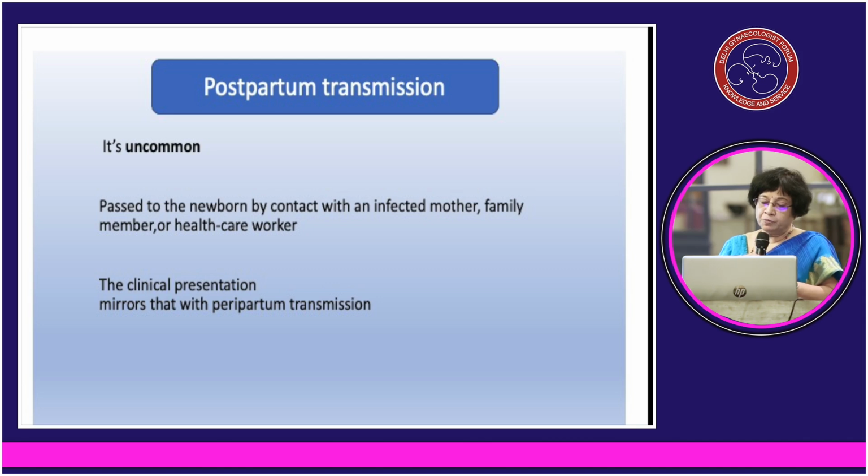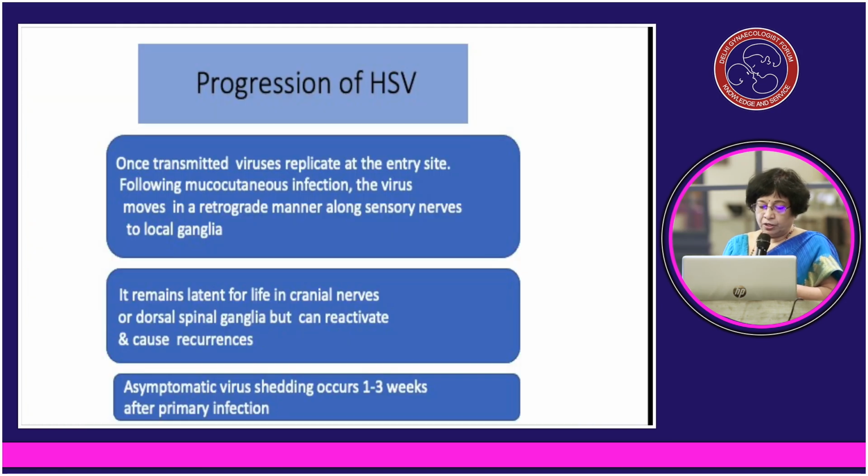Postnatal transmission is very uncommon; it is passed to the newborn by contact with an infected mother, family member, or healthcare worker. The clinical presentation is just like peripartum transmission. So as for progression of HSV, once transmitted, the virus replicates at the entry site. Following mucocutaneous infection, the virus moves in a retrograde manner along the sensory nerves to local ganglia. It remains latent for life in cranial nerves or dorsal spinal ganglia, but can reactivate and cause recurrences.